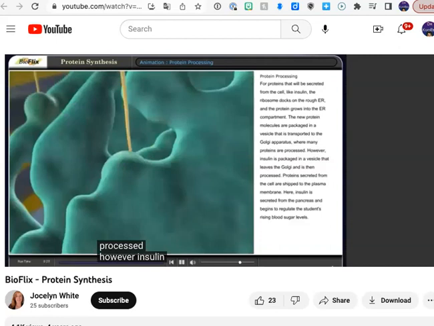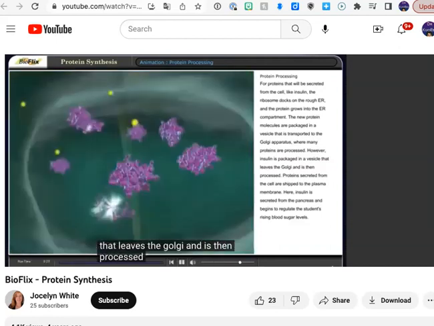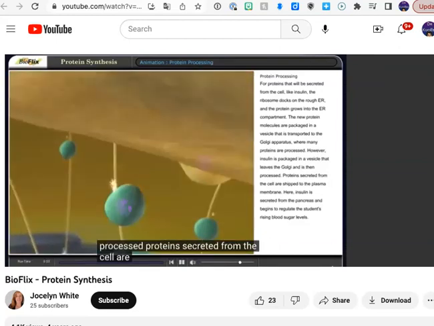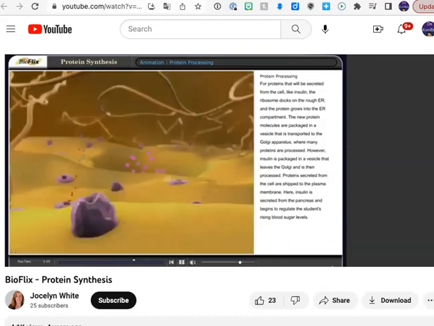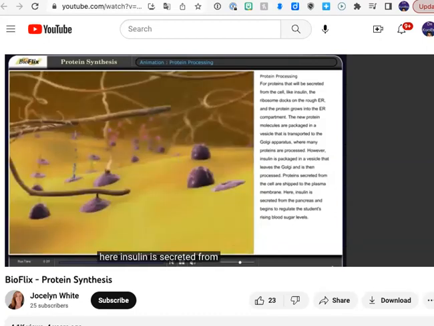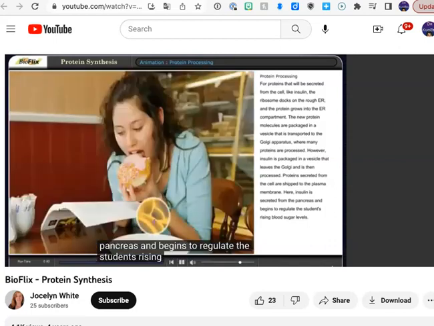However, insulin is packaged in a vesicle that leaves the Golgi and is then processed. Proteins secreted from the cell are shipped to the plasma membrane. Here, insulin is secreted from the pancreas and begins to regulate the student's rising blood sugar levels.